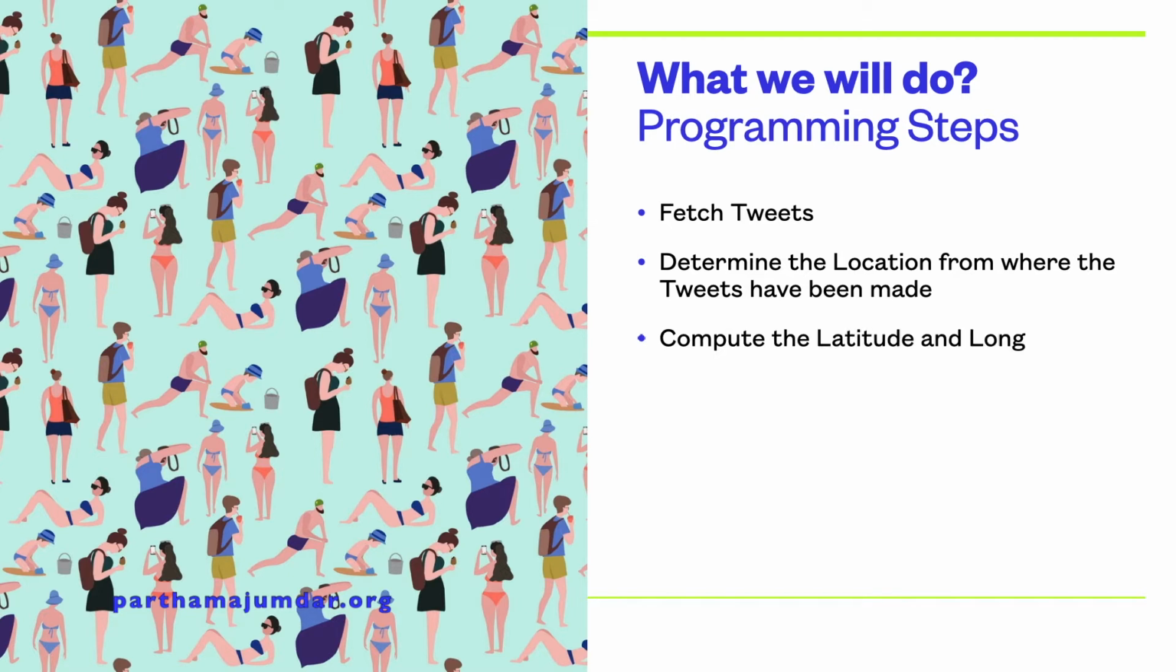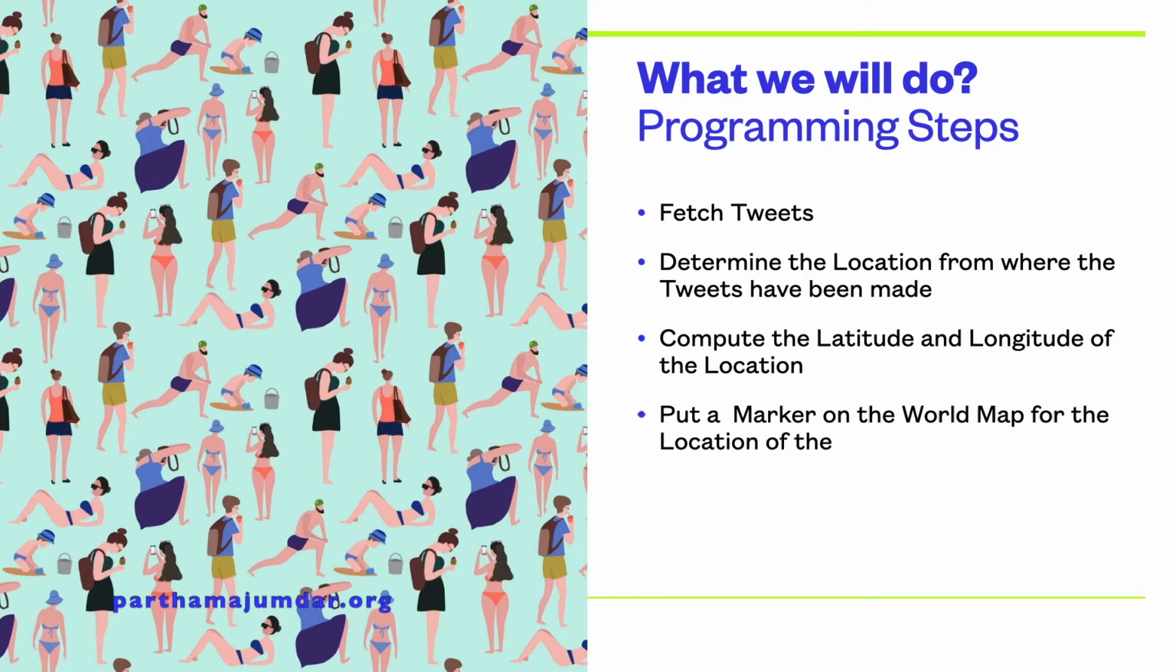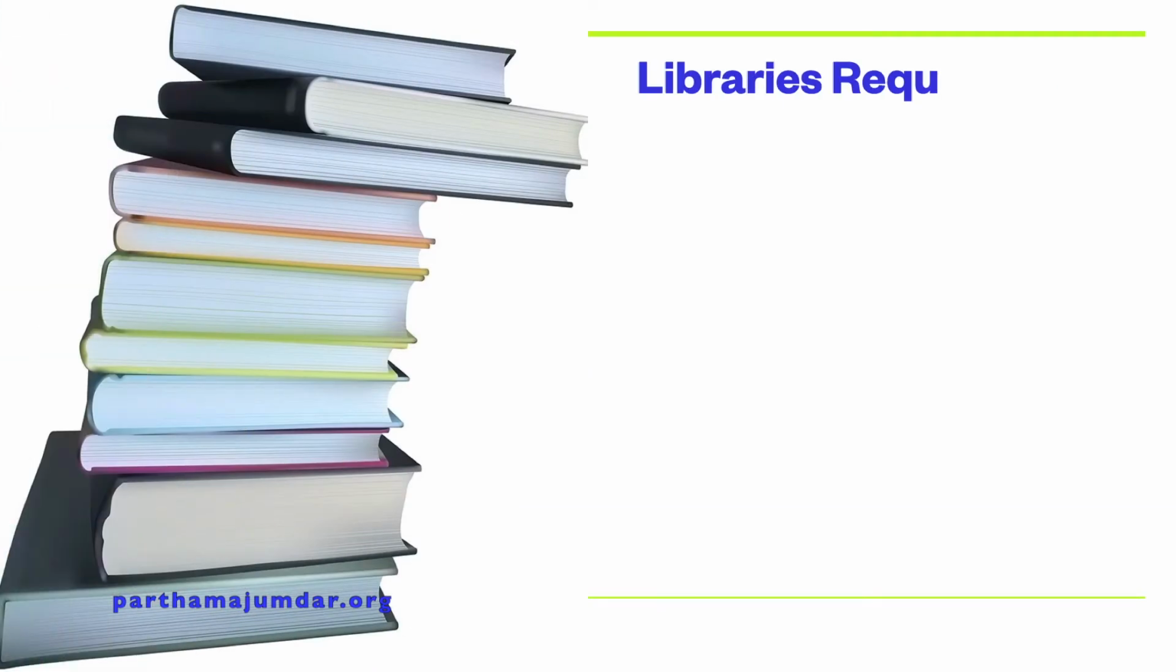Once we have that information regarding the location, we can compute the latitude and longitude of that location. And once we have the latitude and longitude, we can put a marker on the world map for that latitude and longitude. So let's see how to do this. We will require one library for doing this. The library required is called maps.